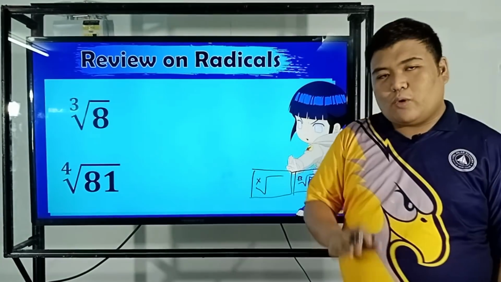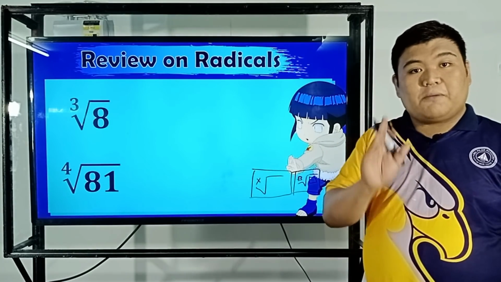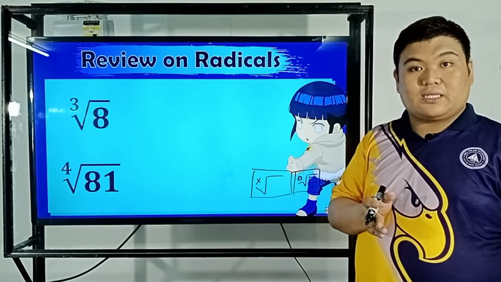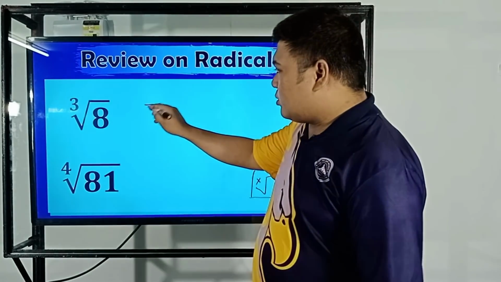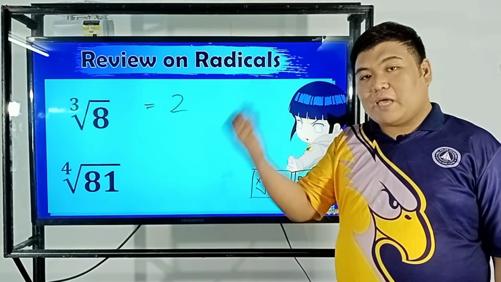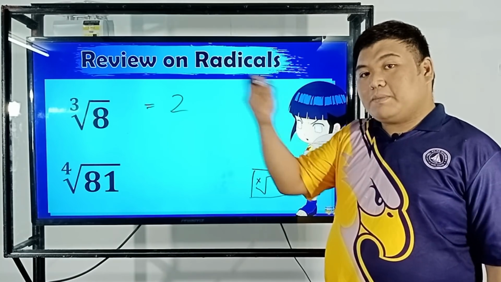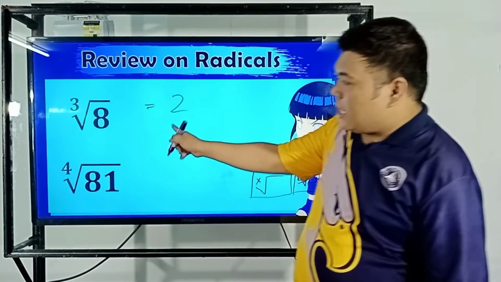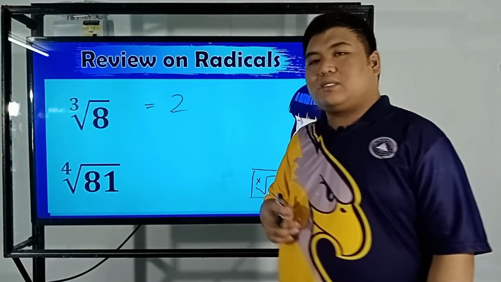Now, balik tayo dito. What is the cube root of 8? Ano yung number na kapag minultiply ng 3 beses sa sarili niya? The answer is 8. Okay, the answer is very good. 2. Kasi diba, ang 2 times 2 times 2 is 8. Kasi 2 times 2, 4. 4 times 2, 8. Okay, that is correct. The cube root of 8 is 2.